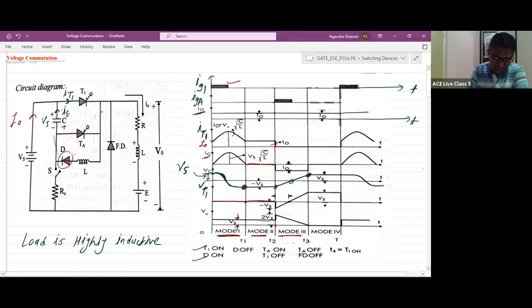So the capacitor discharges through the auxiliary thyristor and again charges to the reverse polarity. That's why it is plus here, minus here. So this is Vs now. That's why this is the capacitor voltage waveform.